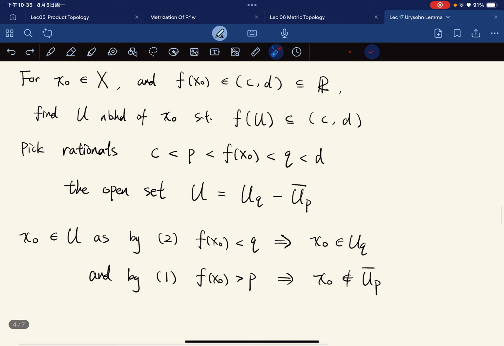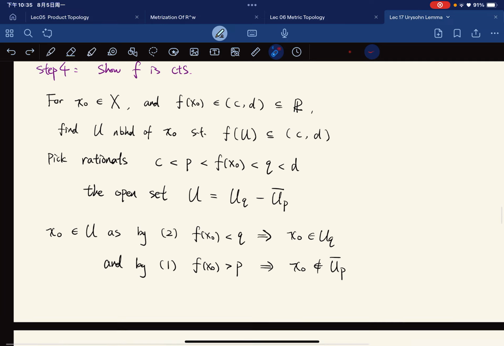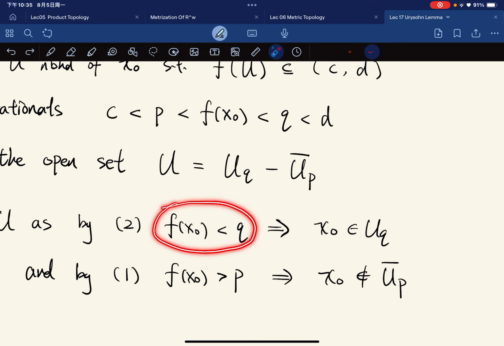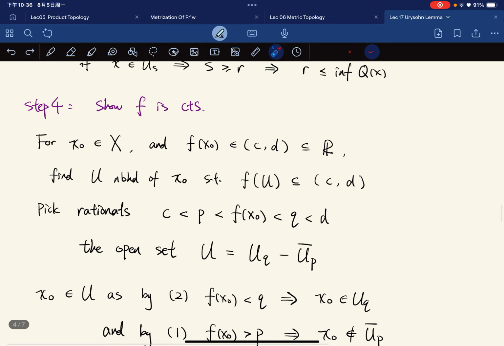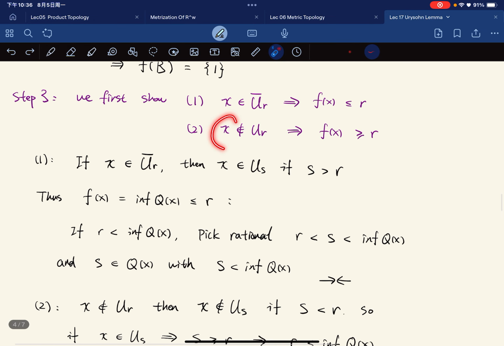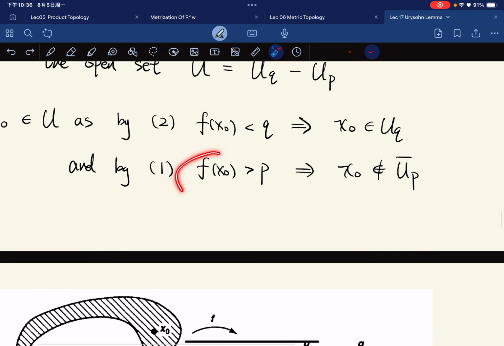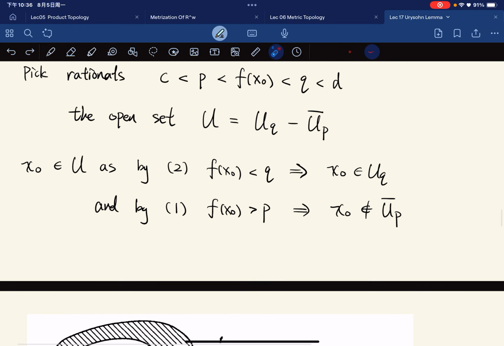Because of this. Okay, let's just look at above. f of x naught less than q implies x naught is in uq. Remember, we have, if you're not in something, then you're greater than or equal to something. By contrapositive, this implies this, right? And similarly here, right? So, yeah, x naught is in U.